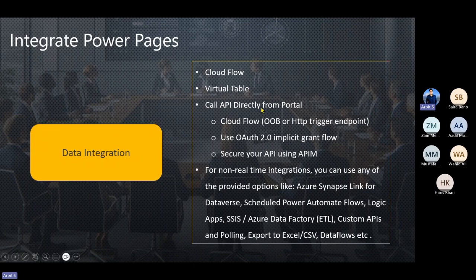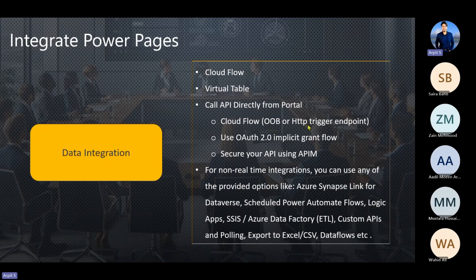Call API directly, I've already discussed about that. So sometimes you have to call the API directly. So in that case, you don't need to store the data in the Dataverse. So the first option that you have is the cloud flow, as I said. Now this cloud flow can be in two forms. The first is out of box, that I have just a while ago shown you, the cloud flow integration.